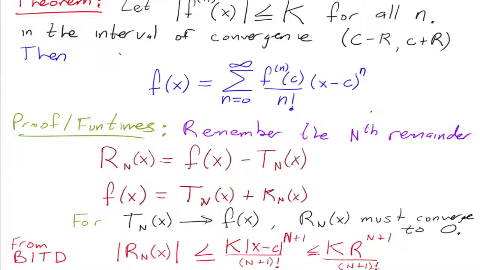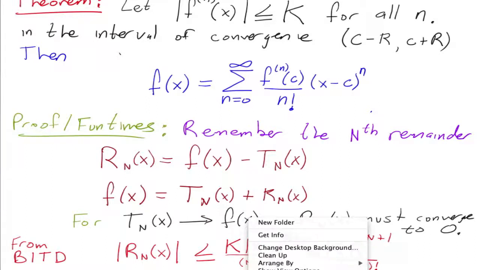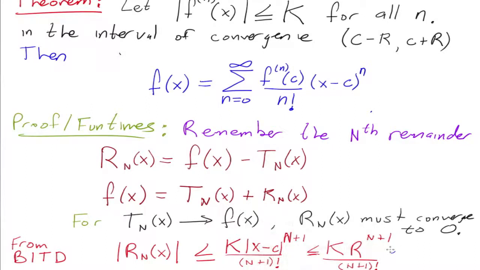Now K is just a number, right? So here we have R to the n plus 1, which is what kind of a function? It's a number raised to a power, that is an exponential function, divided by the factorial, and we already did this back in 10.1. Which one dominates? The factorial, right? The factorial dominates the exponential function. Do you guys remember how we showed that this converges to zero? We used the squeeze theorem.